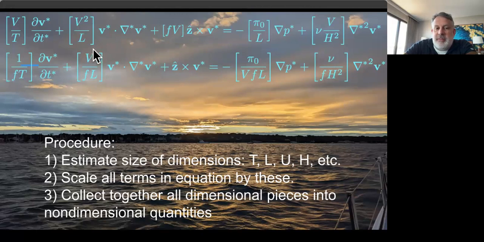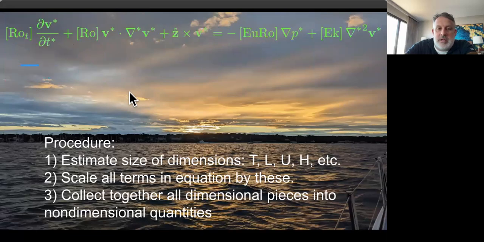So maybe these look familiar, this one and this one in particular, we've been talking about since the beginning of class. Those are just the Rossby number, temporal Rossby number, the Rossby number, something funny called the Euler number times the Rossby number here, and then the Ekman number. So by just collecting those dimensional terms out front, we see that these dimensionless ratios we've been talking about actually appear as the coefficients of the terms in the equation.